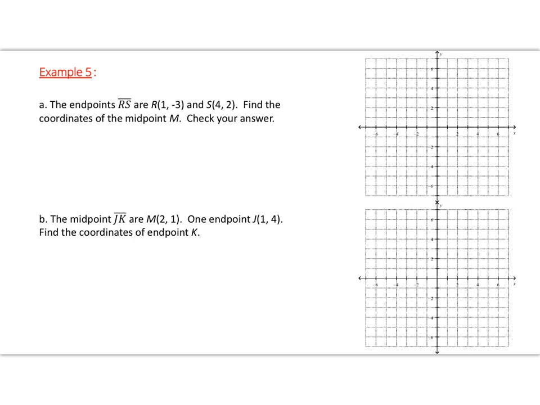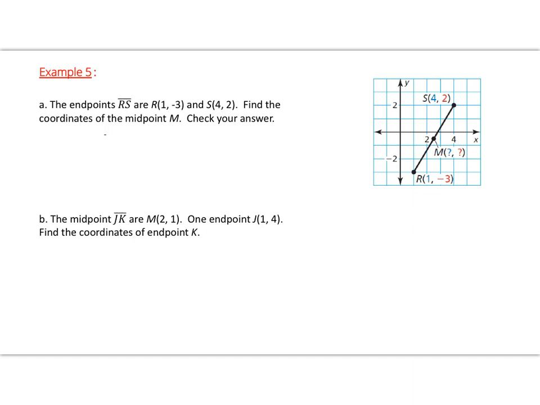5a, the endpoints of segment RS are at R(1, -3) and S(4, 2). Find the coordinates of the midpoint M, check your answer. Go ahead and take a moment to pause here and plot out your points. All right, as you can see, segment endpoints R and S are plotted, so check your plots compared to mine. And let's set up our equations.